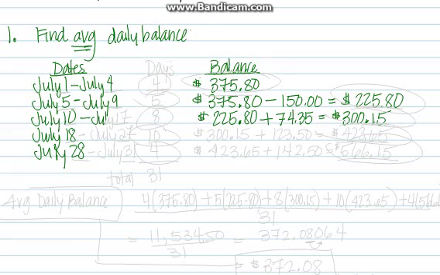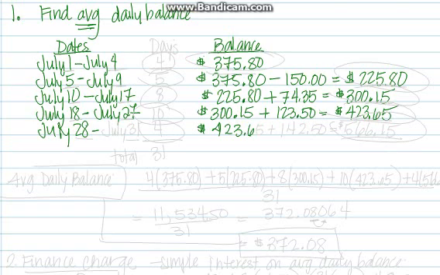Now this was only through July 17th, because on July 18th we had another charge. So we take our balance of $300.15. We're going to add to that $123.50, which gets us a balance of $423.65 for these days, which went all the way until July 27th. Because on the 28th, again, there was one more charge. So our balance of $423.65 increased some more by $142.50 to get $566.15. And this occurred up until the end of our cycle, which is July 31st.